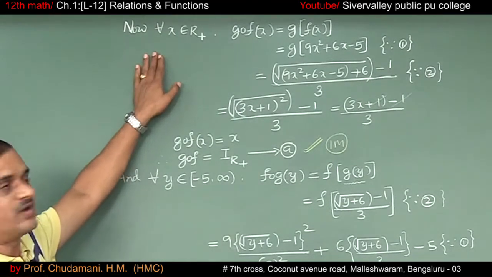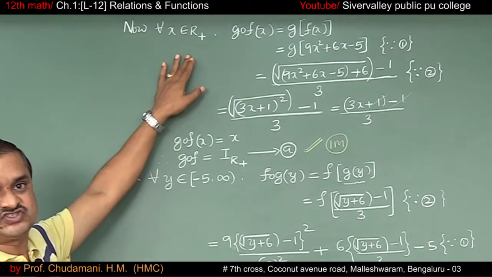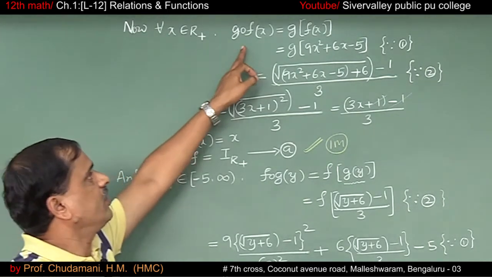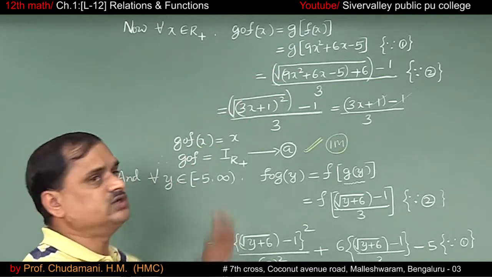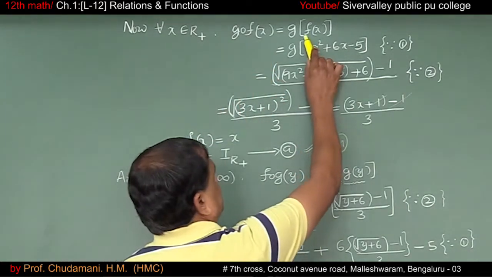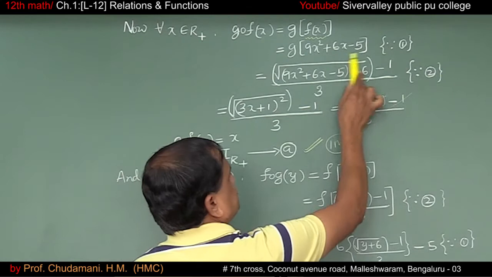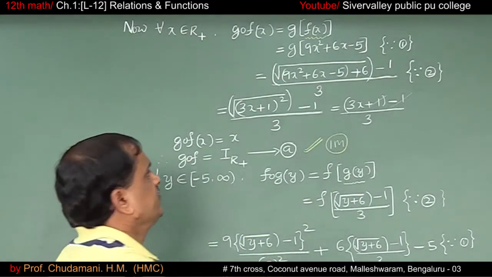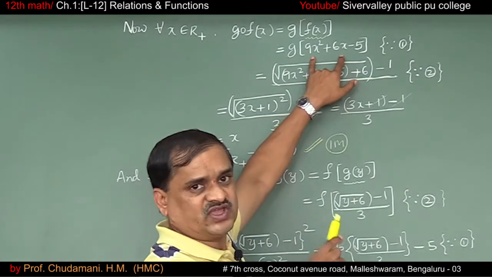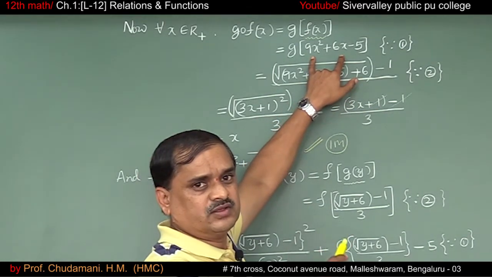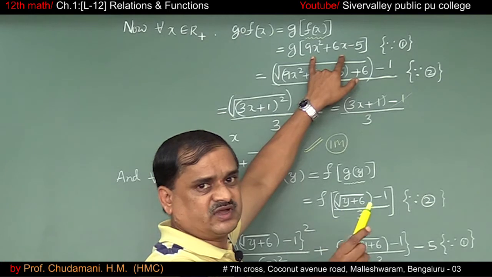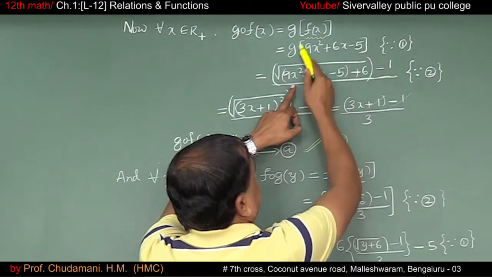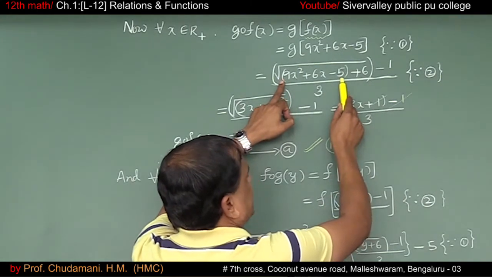Now for all x belongs to R plus, positive real numbers, the domain I mean, gof of x is equal to g of f of x. Look at f of x from equation 1, 9x square plus 6x minus 5. So this is just like g of y. What is g of y? Root of y plus 6 minus 1 divided by 3, using equation 2.